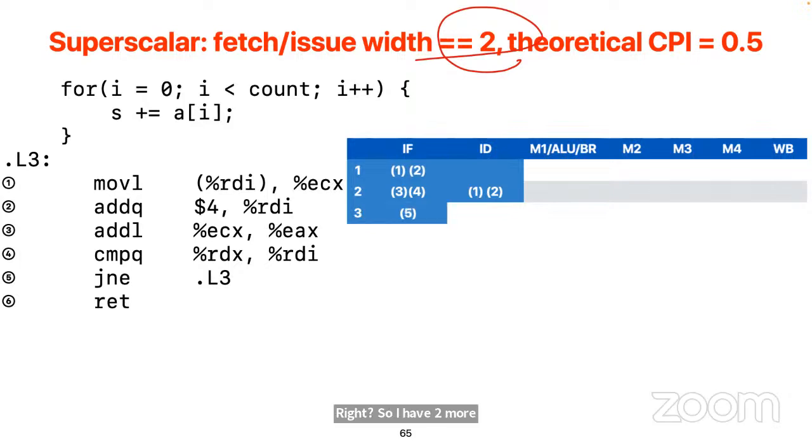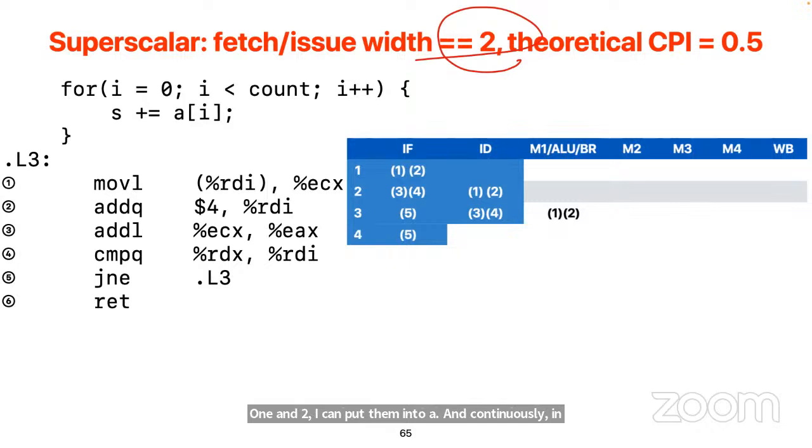Now in the next cycle, here we have a branch instruction, and if I don't have a predictor, I can only fetch 5. Do you agree with that? Now I have to decode 3 and 4, and 1 and 2 I can put into execution. In the next cycle, because of the control hazard, I would not fetch more instructions. In the meantime, if you look at instructions 3 and 4, 3 depends on the first instruction.